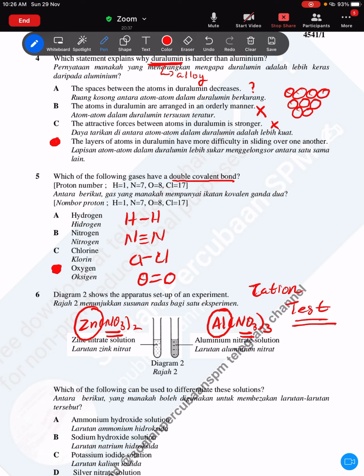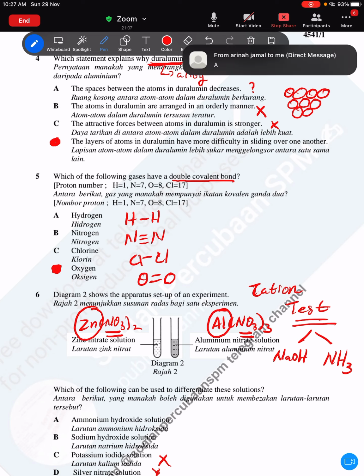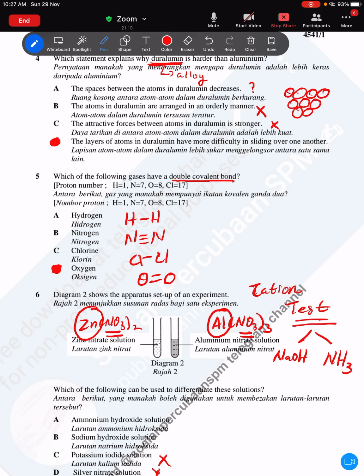Okay, but as I told you in my previous classes, for cation test we can use either NaOH and NH3. Therefore, as you can see here, definitely we are not going to use potassium iodide. We are not going to use silver nitrate. So the answer could be A or B. Which one will we choose? Very good, Arina. Arina is right. We will choose A over B.